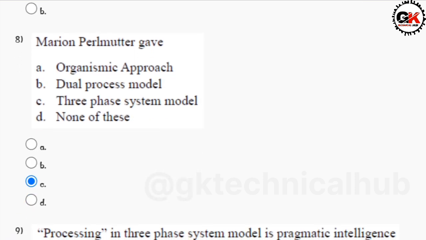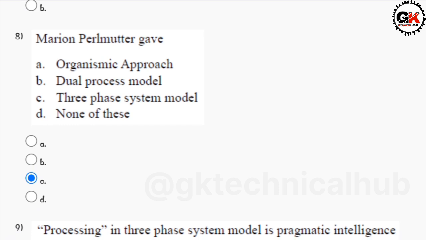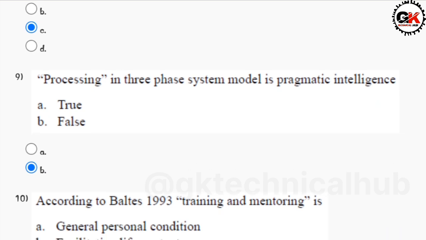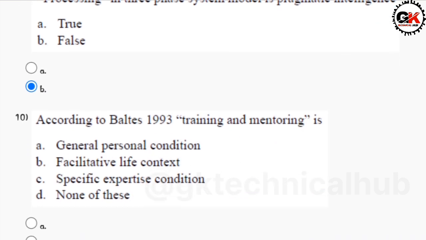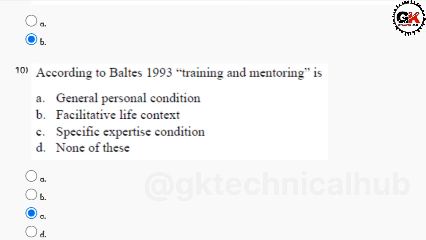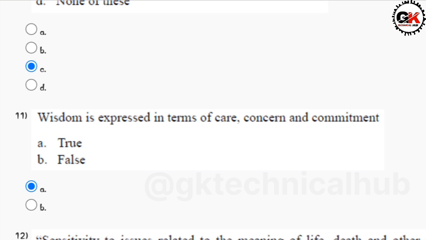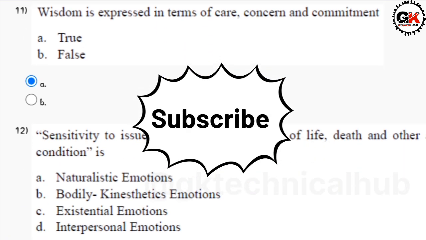Solution for the question number 8 is option C, 3-phase system model. Solution for the ninth question is option B, false. Solution for the 10th question is option C. Solution for the 11th question is option A, true.